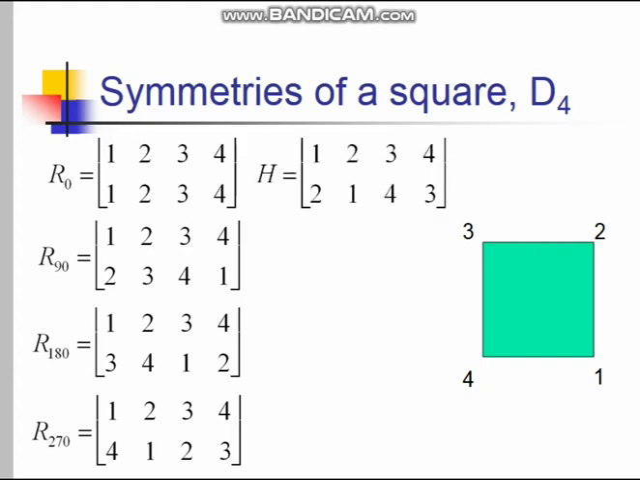Then we are now dividing the square horizontally. If you divide horizontally, here 1 is mapped to 2, 4 is mapped to 3, 3 is mapped to 4 and 2 is mapped to 1. This is one reflection. And if you divide the square vertically, you will get 1 mapped to 4, 2 goes to 3, 3 goes to 2, 4 goes to 1. So this is the vertical representation.